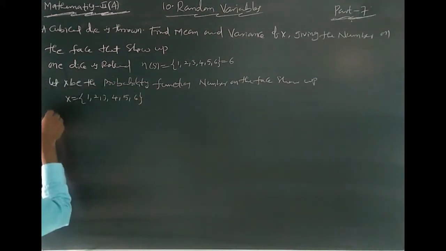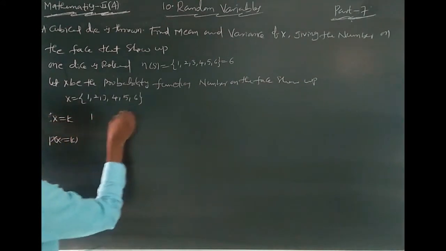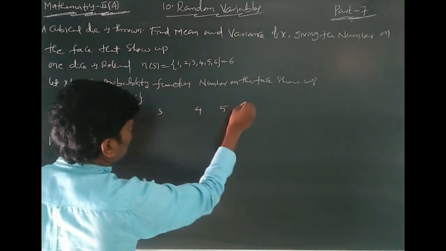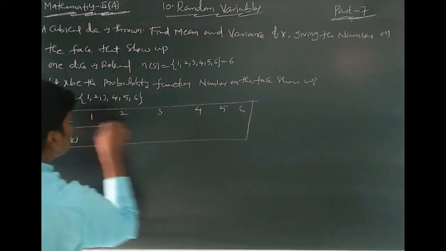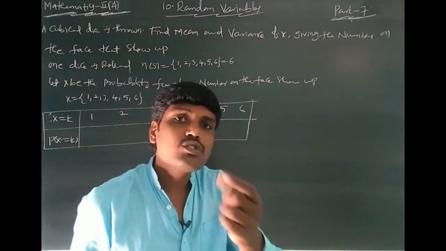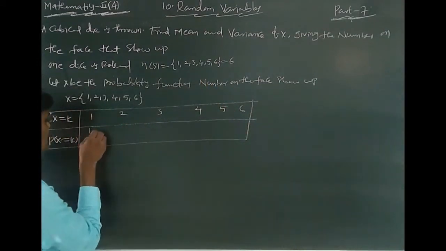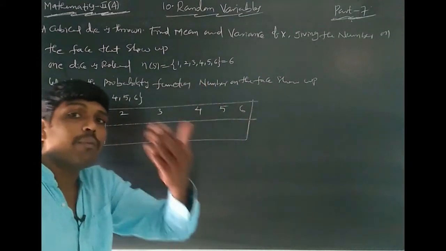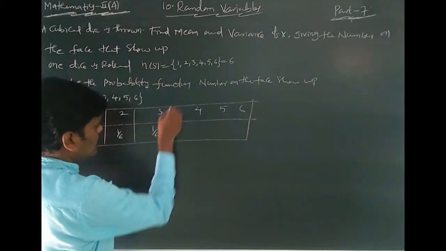That's why we write the table: X is equal to K, then probability of X is equal to K, for 1, 2, 3, 4, 5, 6. Here, what is the probability that face 1 shows? In one die rolled, how many times does face 1 show? Only one time. That's why 1 by 6. Similarly, 2, how many times? Only one time. 1 by 6 is the probability. 3 also will be 1 by 6.